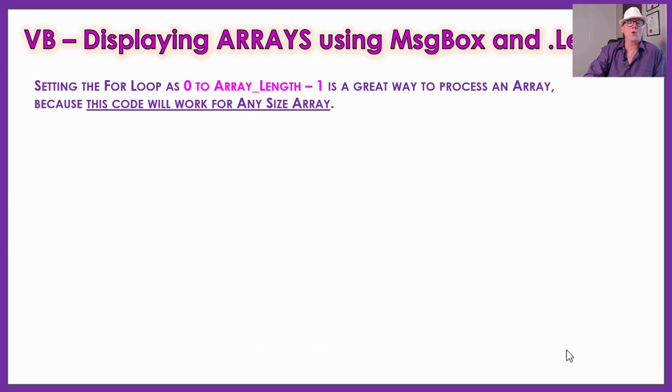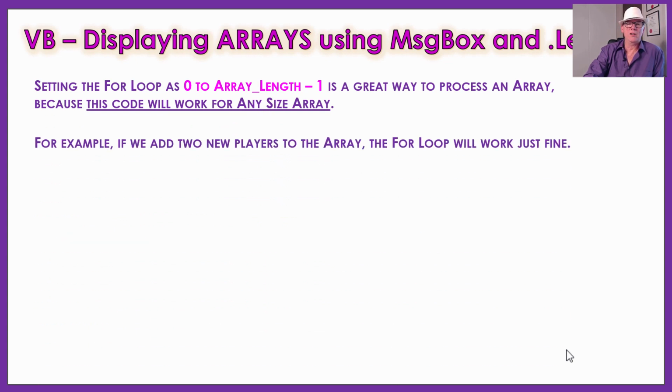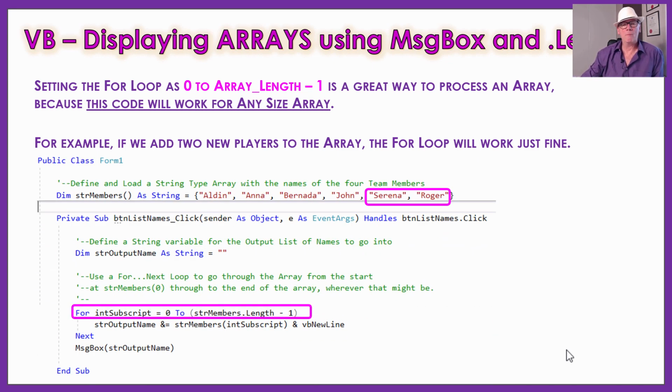So setting the loop for as 0 to array length minus 1, that's the best way to process an array because that will work for any size array. Okay, so this enables you to start off with a little array of test data and then you can add more data in later and you don't have to change the code, because array length minus 1 will just keep working no matter how big your array is.